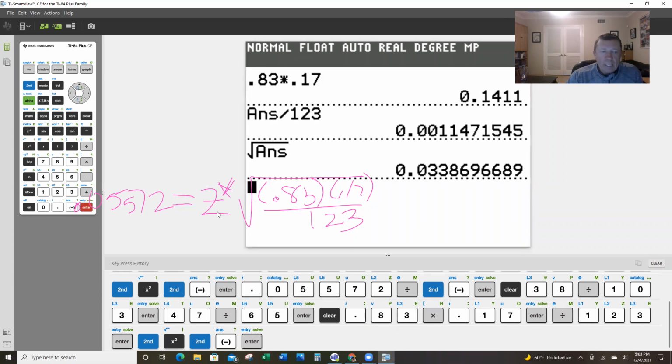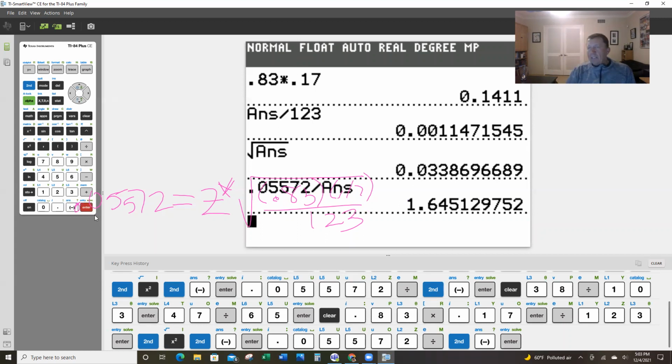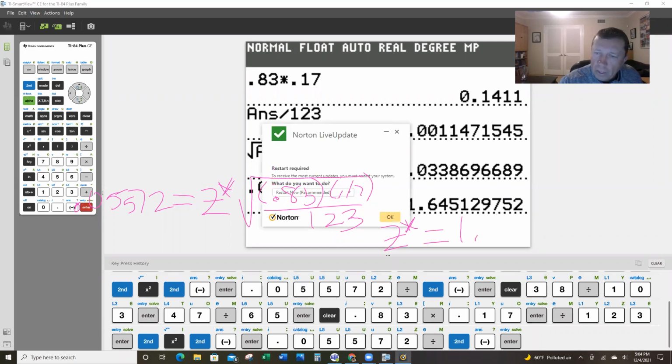Now to solve for Z star, I'm going to go 0.05572 divided by the second answer. I don't want to do any rounding, so I use the answer that I had there. And I get 1.645 for Z star. So I solve for Z star, okay? Z star equals 1.645.